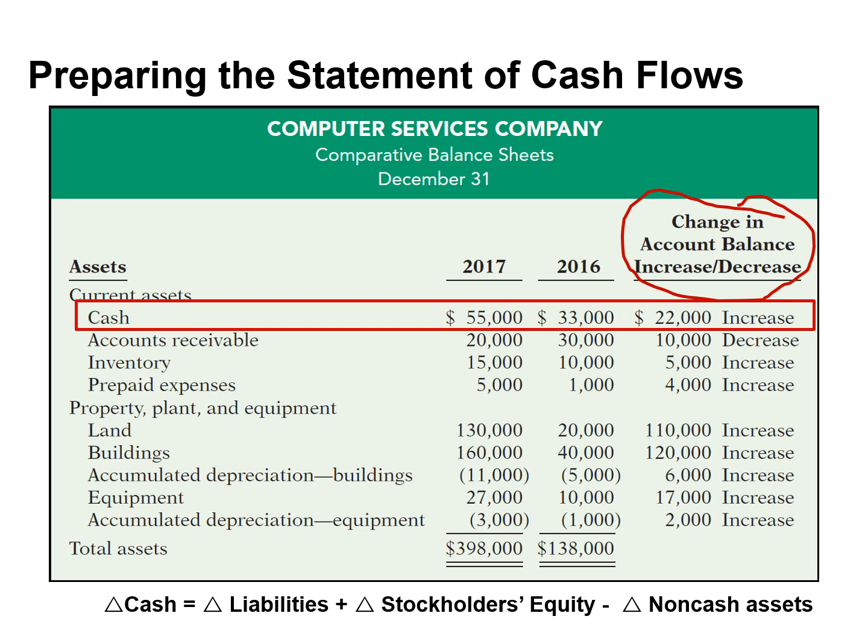We can say that the change in cash has to equal the change in liabilities plus the change in stockholders' equity minus any change in non-cash assets. As a result, any transaction that changes cash must be accompanied by a change in liabilities, stockholders' equity, or non-cash assets. And that's why we need a comparative balance sheet.